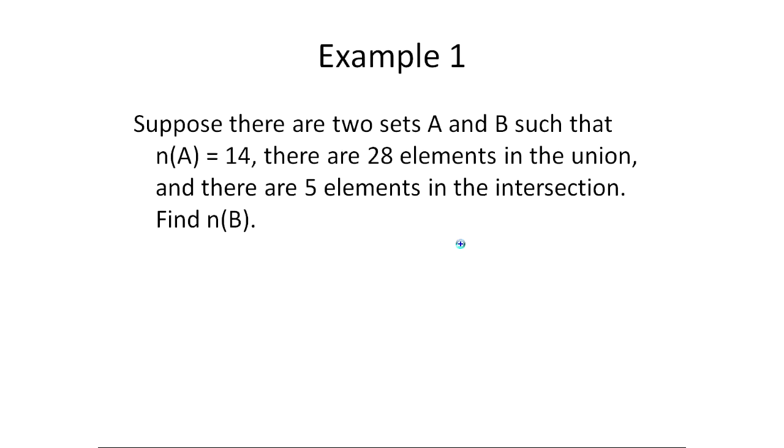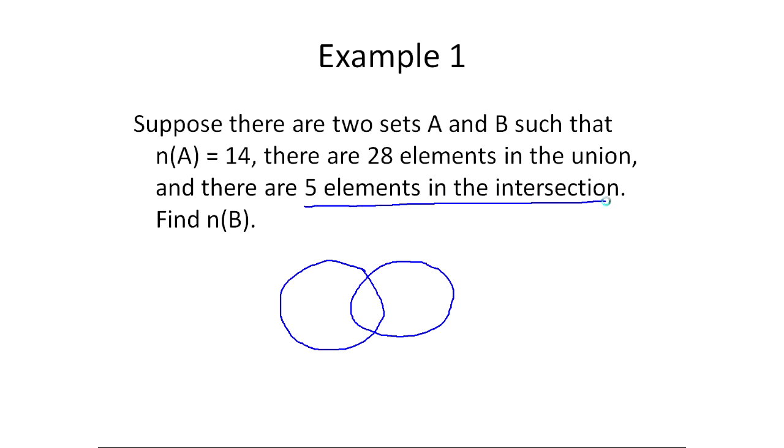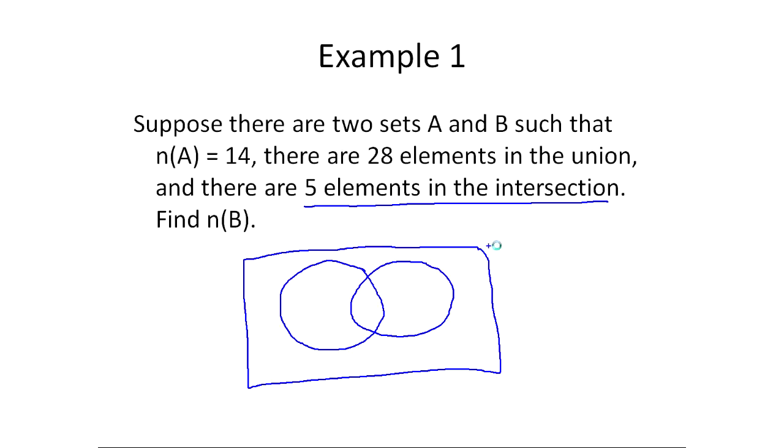So for this, we got two sets, and you should always be drawing a picture when you think about this. So we got A, and we got set B. We know they overlap because 5 elements are in the intersection. So we're given lots of little pieces of information here, and we're trying to find how many things are in B. So here's my universal set, and I'm going to start counting and figuring out what's going on here.